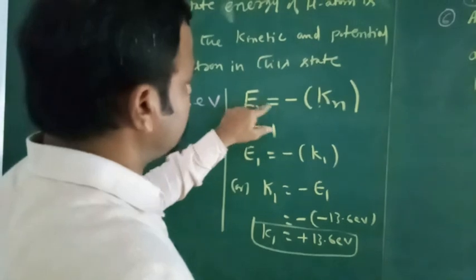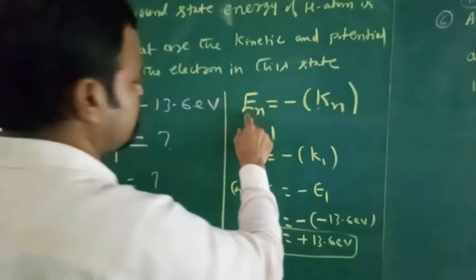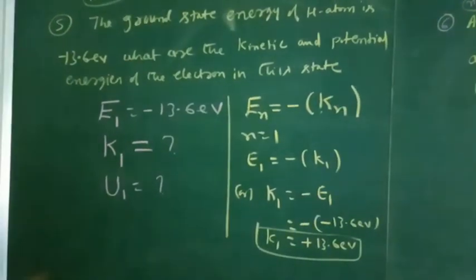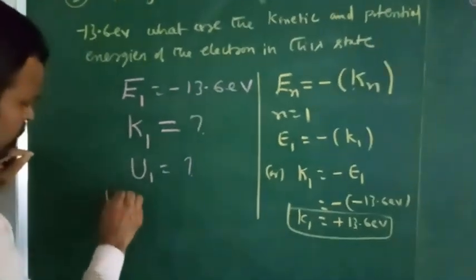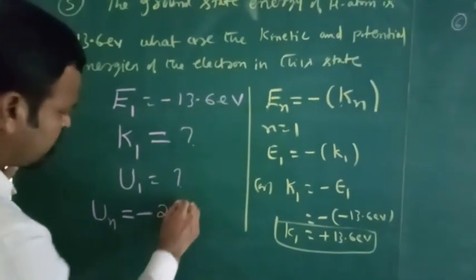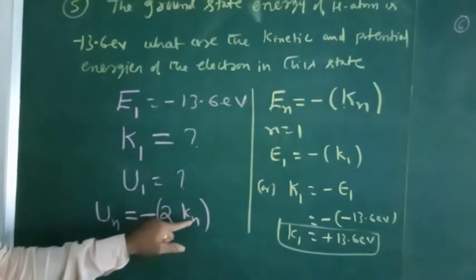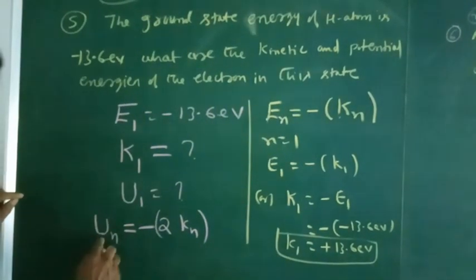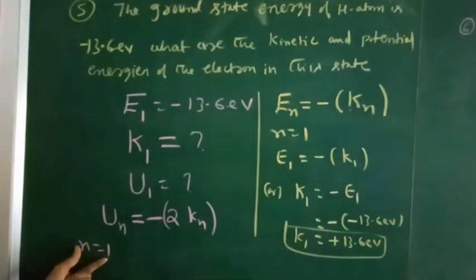Kinetic energy is equal to minus of the total energy. Then come to the potential energy. The general formula is that total potential energy is equal to minus 2 times kinetic energy. Therefore, in this case, n is 1, which means the ground state, the first energy level.